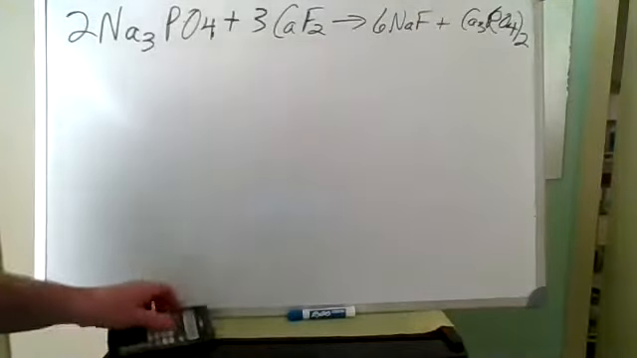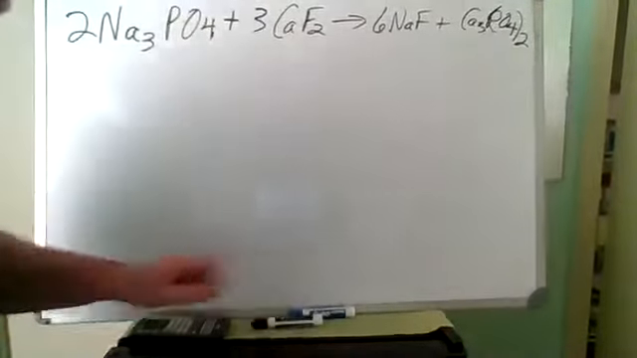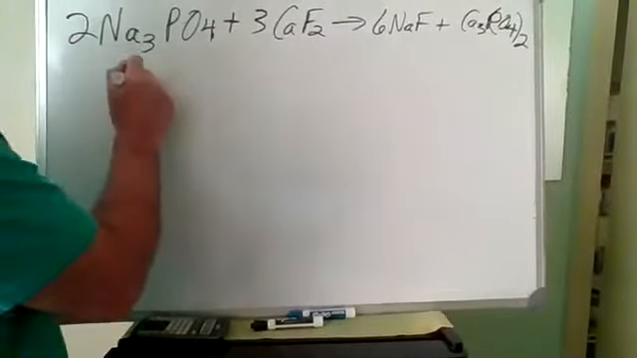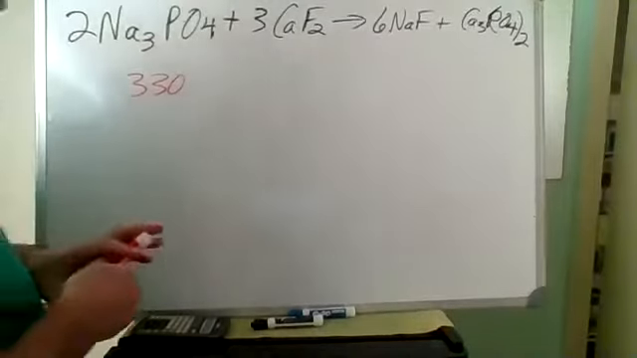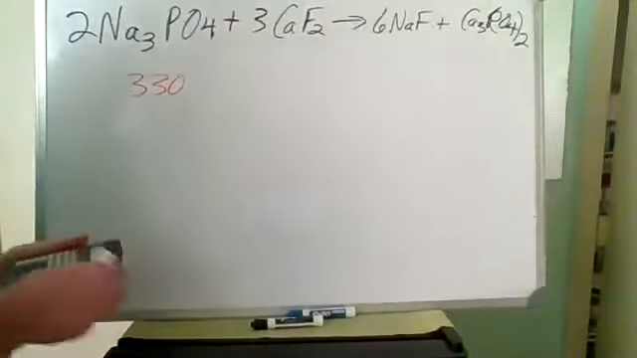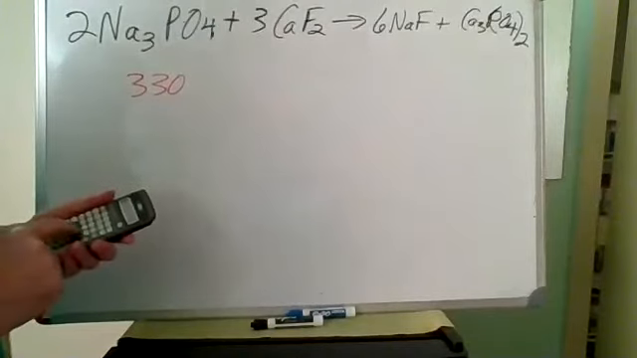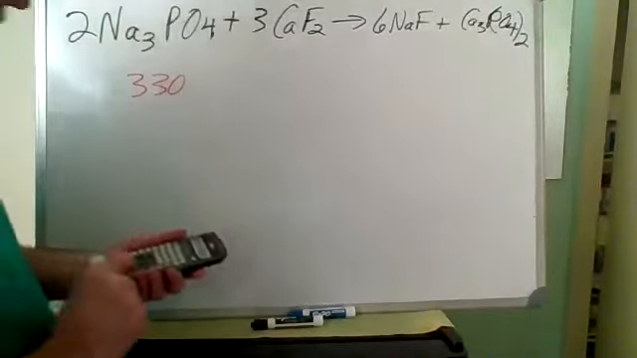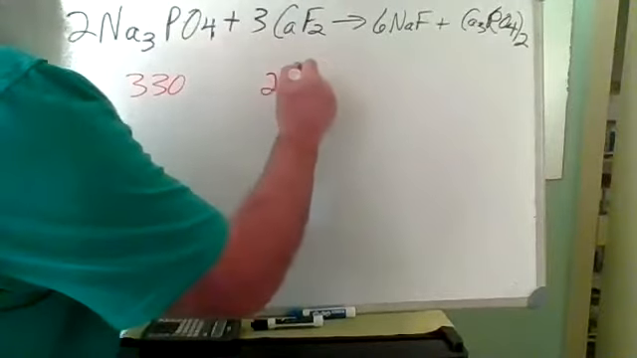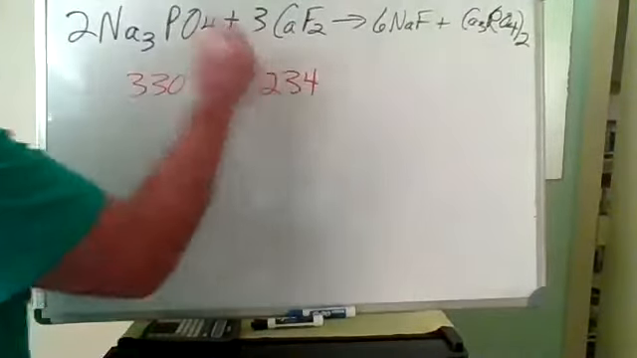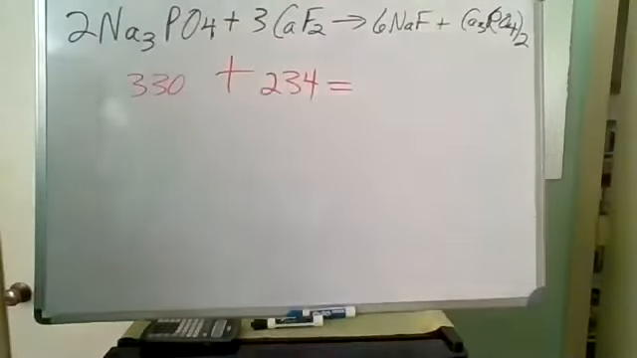All right, so suppose, I'm just going to use the formula weights here. Suppose we have 330 grams of this, 330 grams of that, okay? And let's see here, 234 grams of this, calcium fluoride. I'm going to put the plus sign there. We bring down the arrow, turn it into an equal sign.